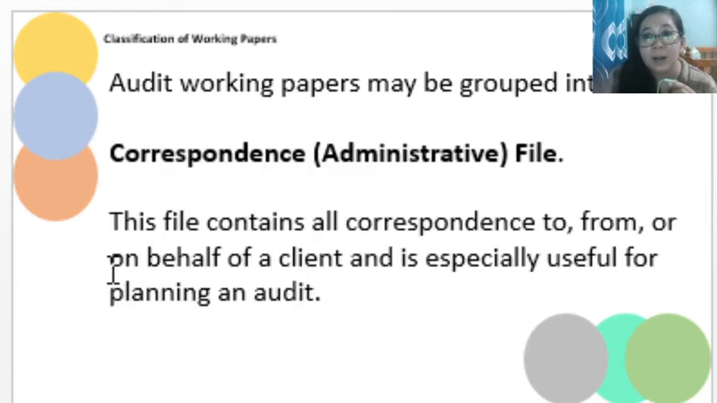Okay, next is correspondence or administrative file. So this file contains all the letters or communication or correspondence to, from, or on behalf of a client, and is especially useful for planning the audit.